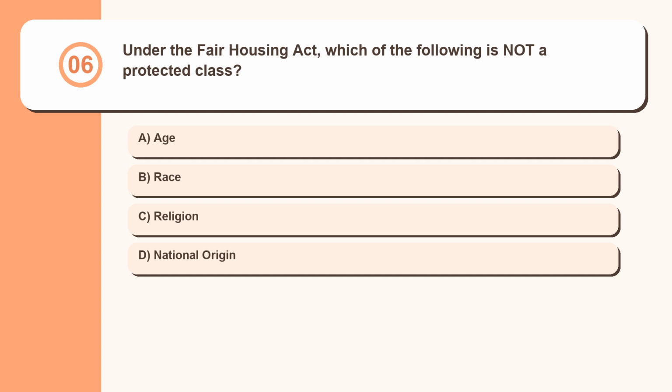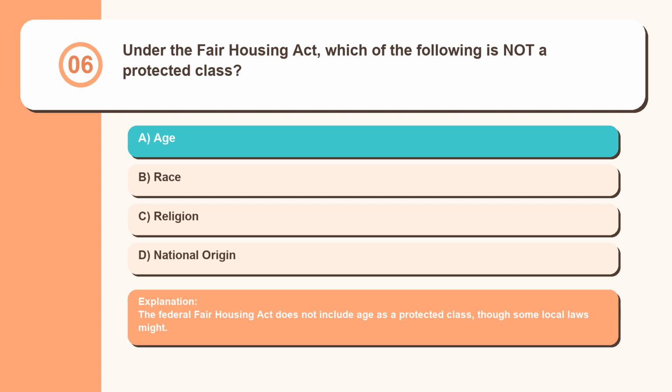Question 6. Under the Fair Housing Act, which of the following is not a protected class? Age, race, religion, national origin. The Federal Fair Housing Act does not include age as a protected class, though some local laws might.